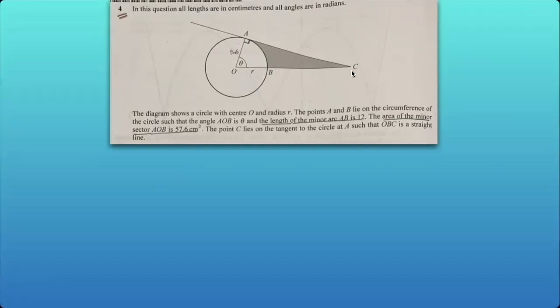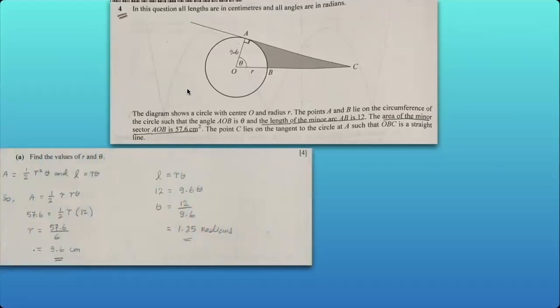Point C lies on the tangent to the circle. This is tangent to the circle at point A, such that OBC is a straight line. Part A. Find the values of R, the radius, and the angle theta.